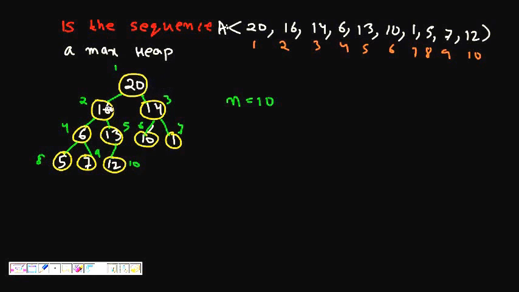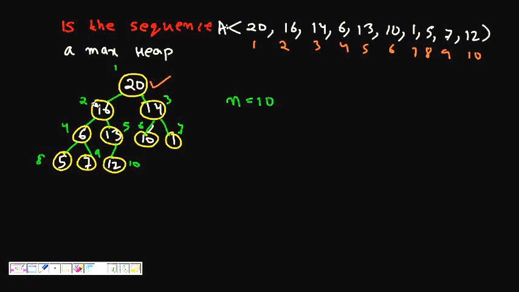20 is the first node, and 16 and 14 are its left and right children. For 16, which is index 2, index 4 and 5 are its left and right children respectively. So we construct a tree like this, and to find if it is a max heap, for each of the nodes we see if its left and right children are less than the node. For 20, the left child is 16 and the right child is 14, so they are both less, and this is fine.